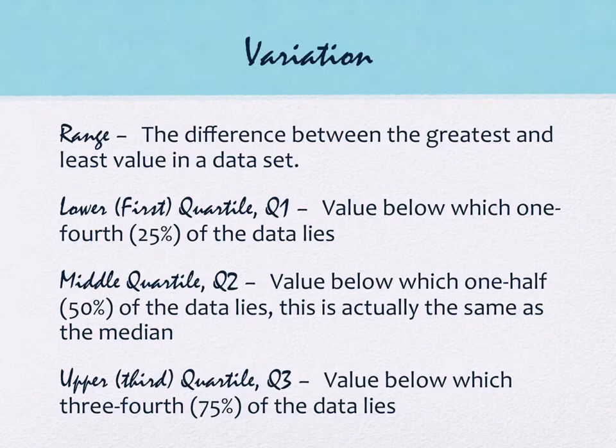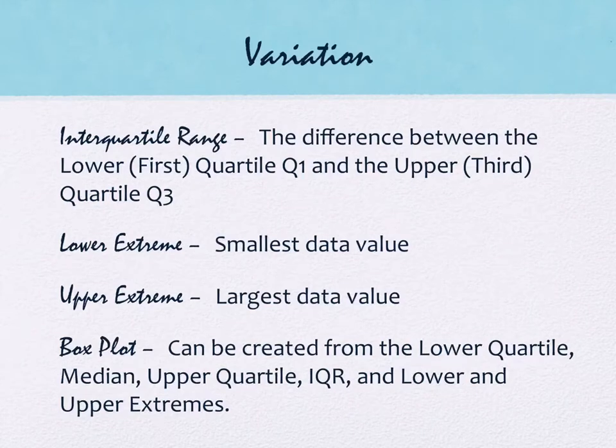While we have the range, which is the difference between the greatest and the least value, we also have the interquartile range. What it is is like the middle 50%. So it's the difference between Q3, the 75% mark, and Q1, the 25% mark. So in a very real sense, this one ends up being Q3 minus Q1. And then the lower extreme and the upper extreme are just the smallest value and the largest value.